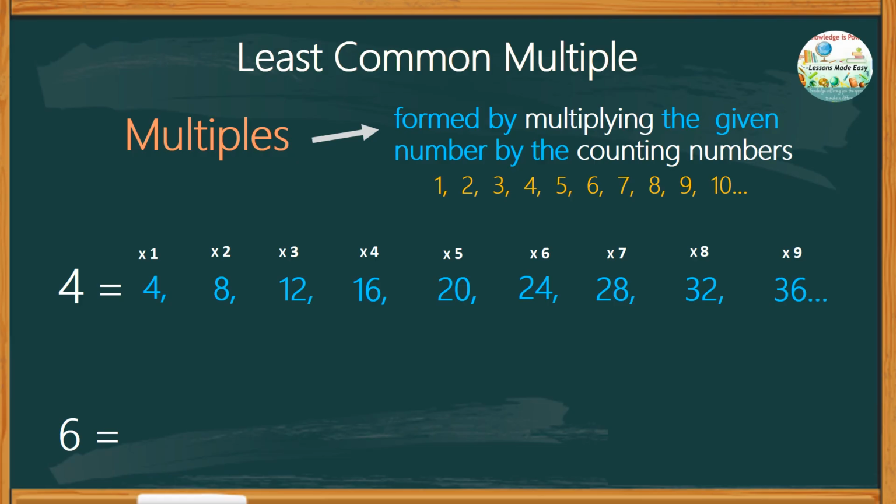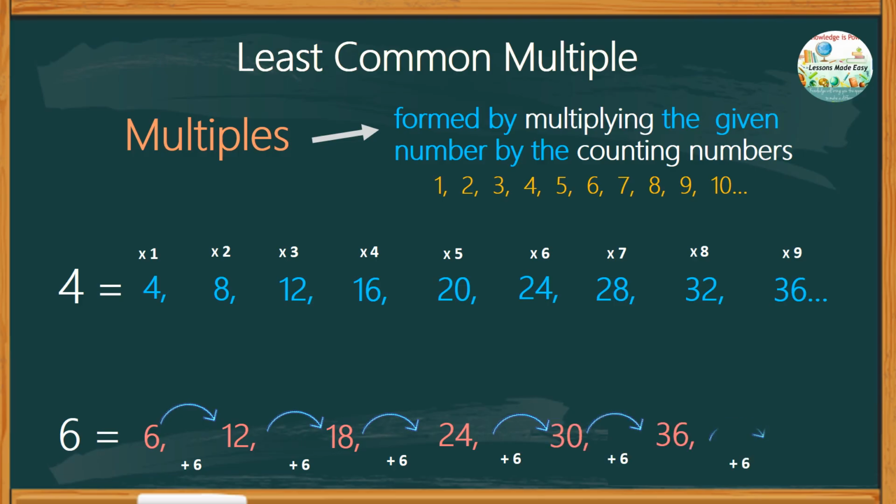Another way to find the multiples of a number is by repeated addition. And so to find the multiples of 6, we start from 6 and then repeatedly add 6 to get the next multiple, which is 12. Plus 6 is 18. Plus 6, that would give us 24. Plus 6, that makes 30. Plus 6 is 36. Plus 6 is 42, and so on.